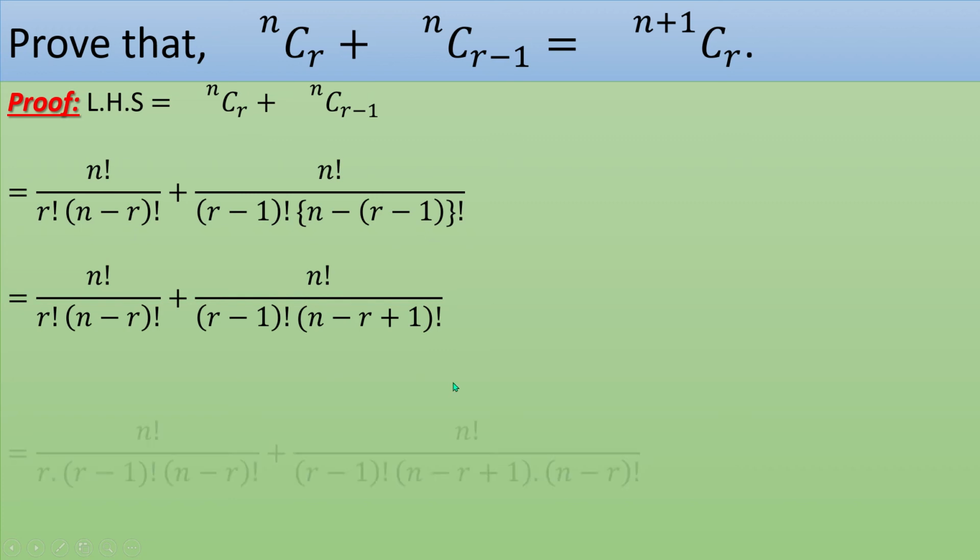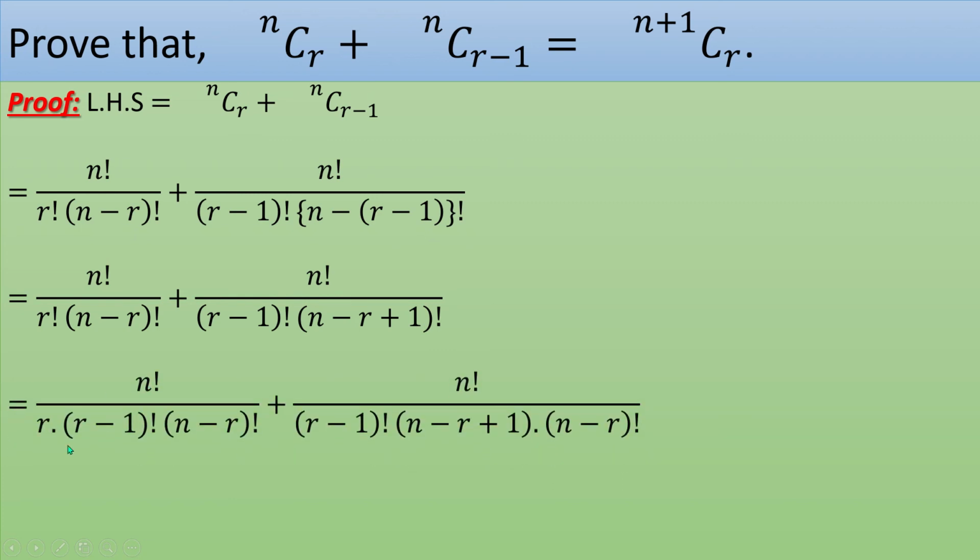Just calculation. This is equal to n factorial divided by, we can write r factorial is equal to r into (r minus 1) factorial, because here is given r minus 1. So we have to convert r factorial as r into (r minus 1) factorial.